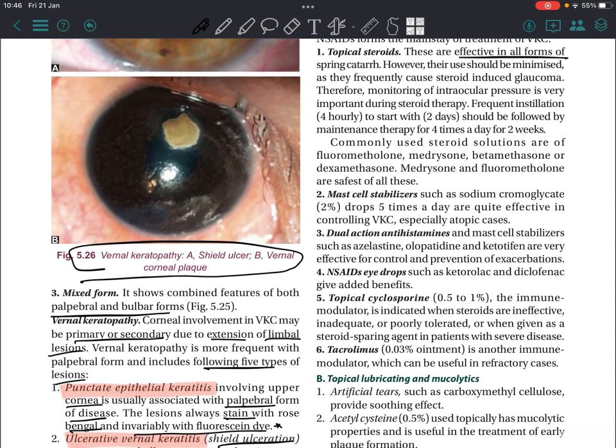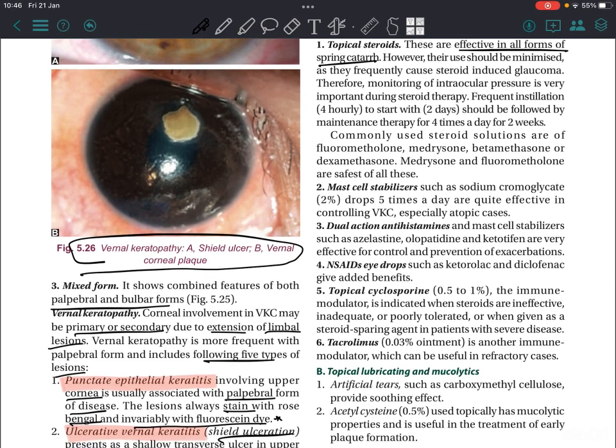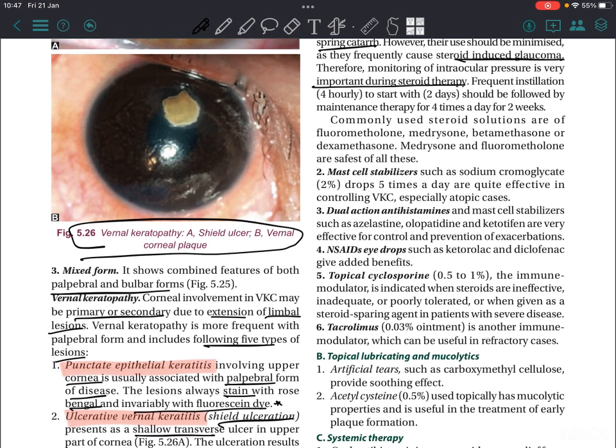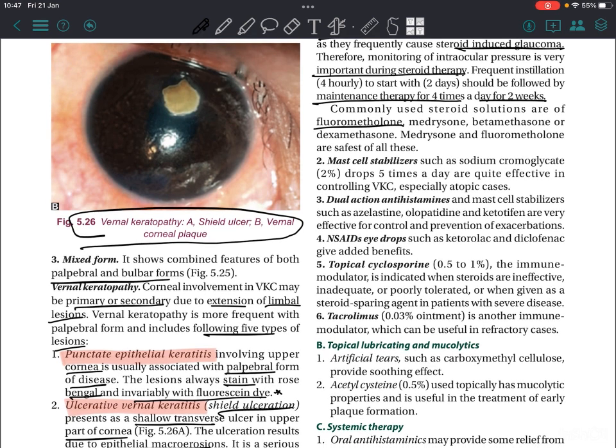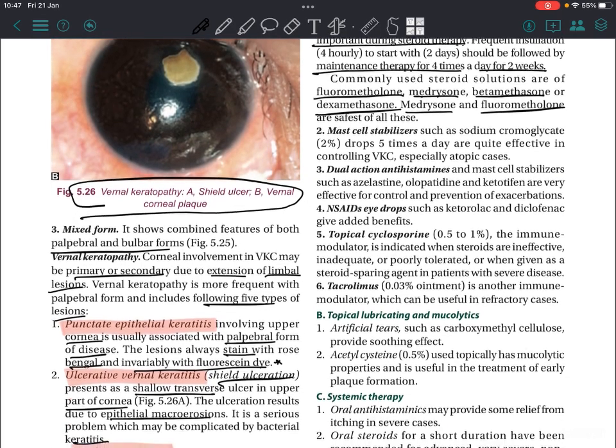These are effective in all forms of VKC. However, their use should be minimized as they frequently cause steroid-induced glaucoma. Therefore, monitoring of intraocular pressure is very important during steroid therapy. Frequent instillation should be followed by maintenance therapy 4 times a day for 2 weeks. Commonly used steroid solutions are fluorometholone, medrysone, betamethasone, dexamethasone, etc.